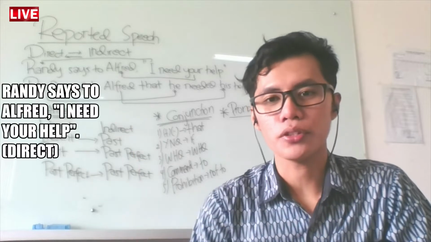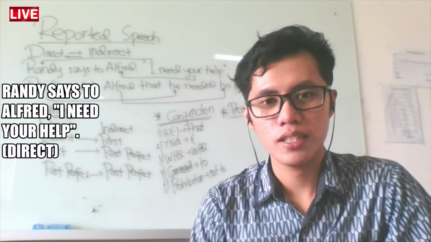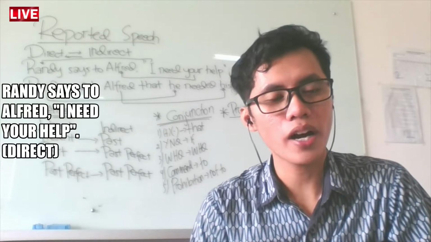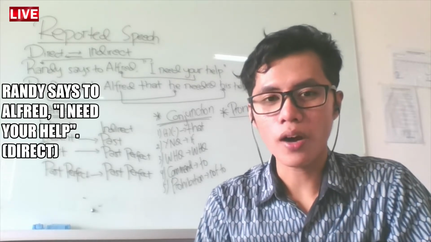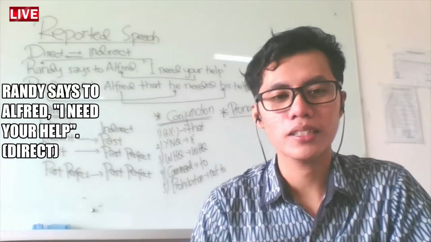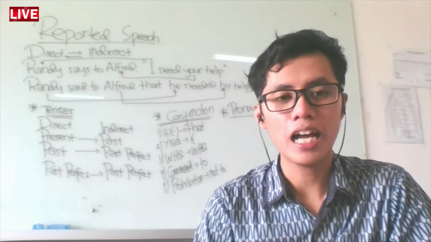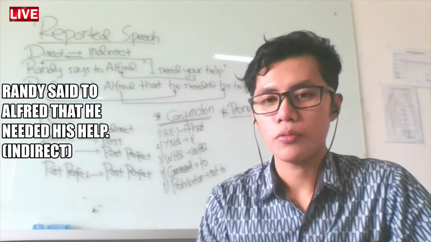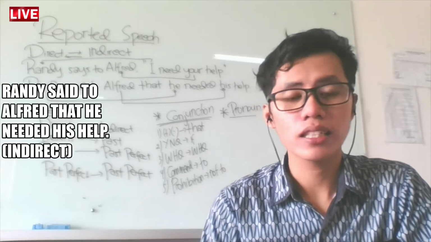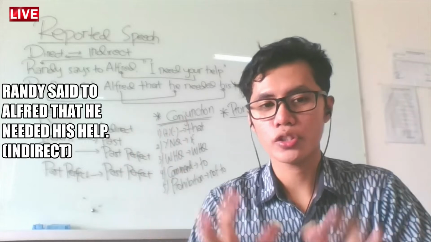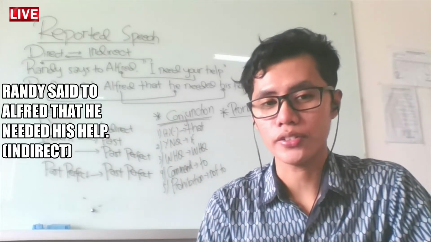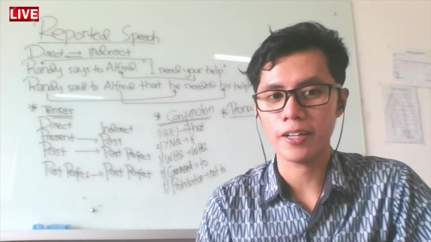Let's see the first example. Randy says to Alfred, "I need your help." It is categorized as a direct sentence. Why? Because there is a quote there, so it is called a direct sentence. How about the indirect one? Randy said to Alfred that he needed his help. There are no quotation marks there, so it is categorized as an indirect sentence. That is the easiest way to identify.